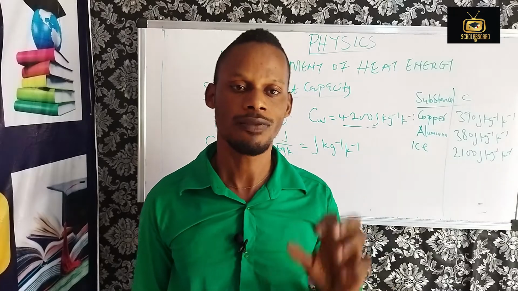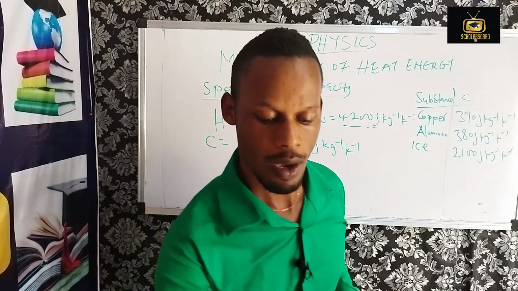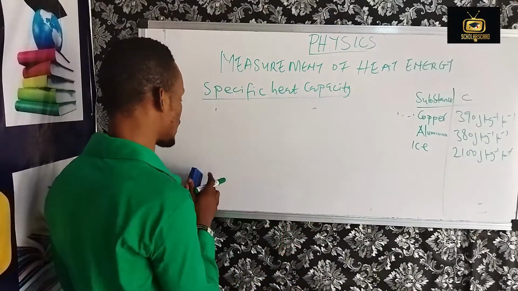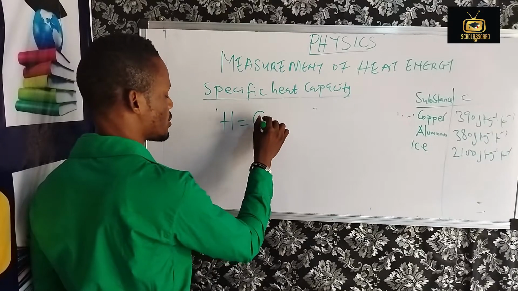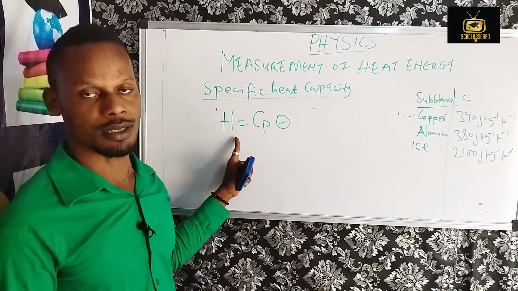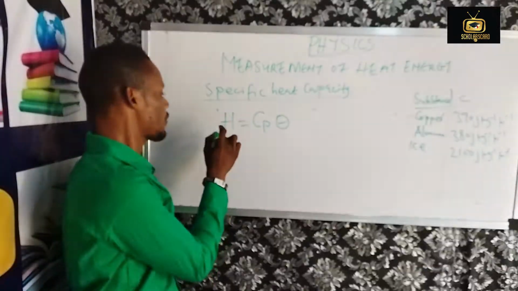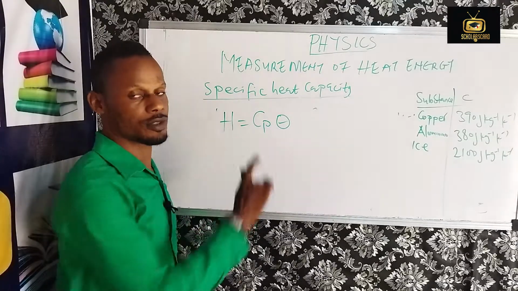Heat capacity is defined as the quantity of heat required to raise the temperature of a body by 1 Kelvin. That's heat capacity. Quantity of heat equals heat capacity, Cp, times change in temperature. This is the heat capacity of a body, and there is no mass in it. Where H stands for quantity of heat, Cp stands for heat capacity, and theta stands for temperature.